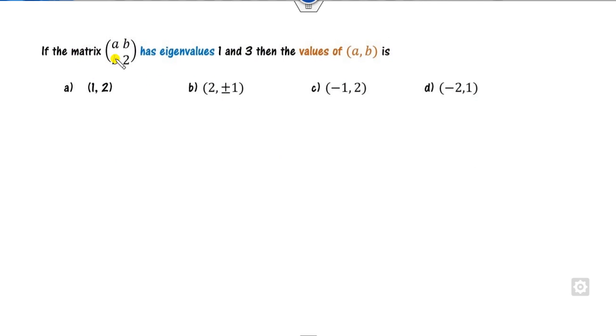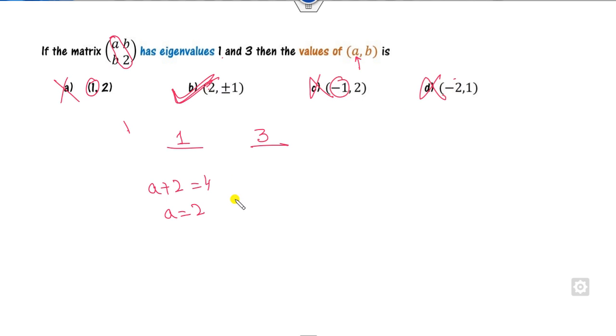Okay, next one: there are 2 eigenvalues, a 2 cross 2 matrix. There are 2 eigenvalues here. So what is the trace of this? Trace is 4. A will be 2. Determinant of A will be 2. So the right answer is A. So A here is 1, cancel out. A 2, A minus 1 cancel out. A minus 2 cancel out. The right answer is here.